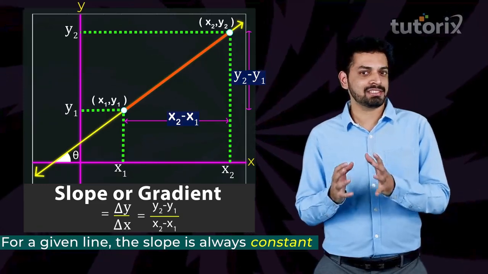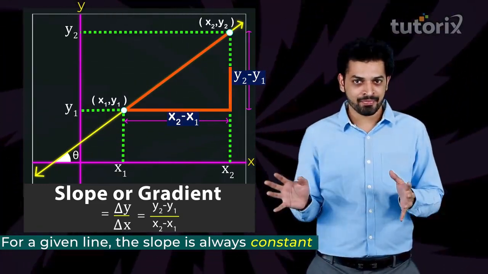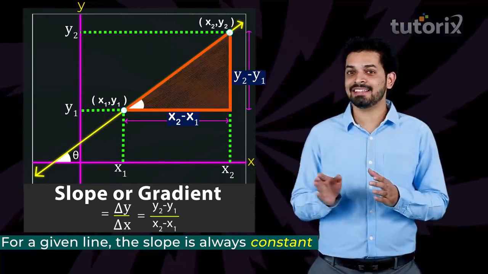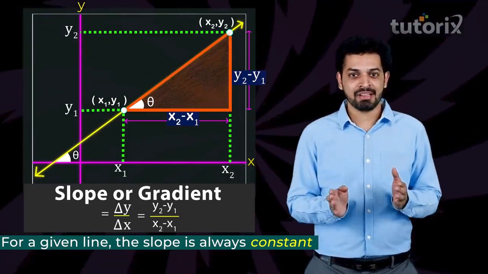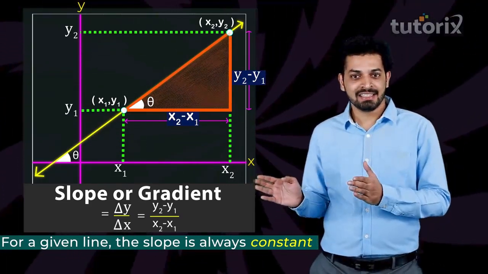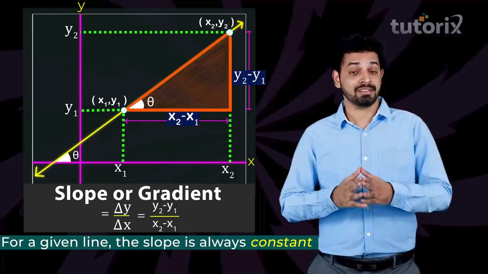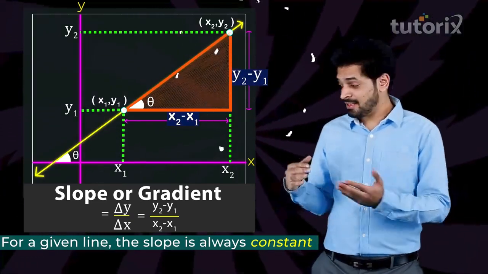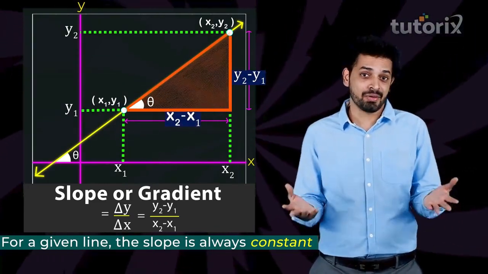Now you may wonder, why is this so? Well, you can see that you can kind of form a right angle triangle here. Now the angle in this right angle triangle is nothing but the inclination theta, because these are corresponding angles. And the opposite side to this angle is the length of this vertical line segment, which is y2 minus y1, or the change in y coordinates. And the length of the horizontal line segment is x2 minus x1, which is the change in the x coordinates.